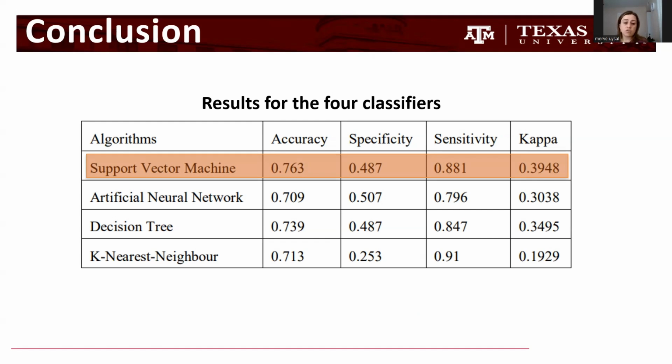Artificial neural networks showed strong specificity, meaning it was better at identifying true negatives. Decision trees had balanced performance across the metrics, but didn't outperform SVM. K-nearest neighbor, while highly sensitive, struggled with specificity and had the lowest kappa value, reflecting less overall consistency.